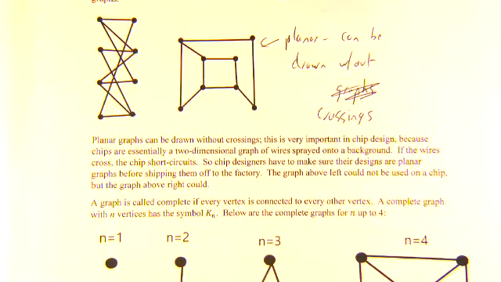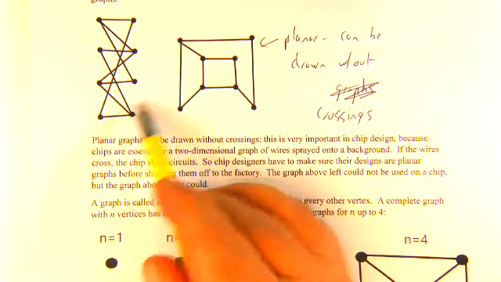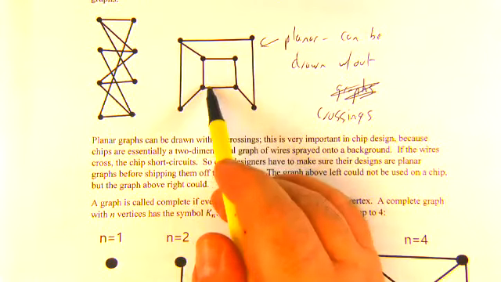So if you Google chip design, you'll see a lot of different things. When you're trying to wire something together, you've got to make sure that the wires don't cross because you're just spraying metal onto a substrate. If this was a chip, you might have come up with this design and then you said, okay, well, we can do it like this. It's the same thing.